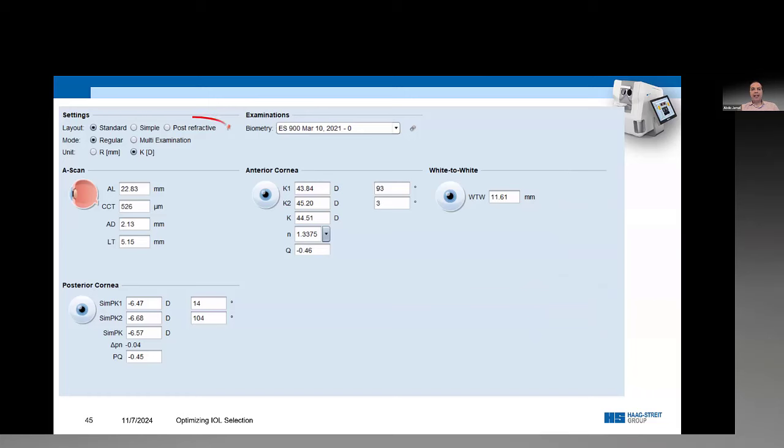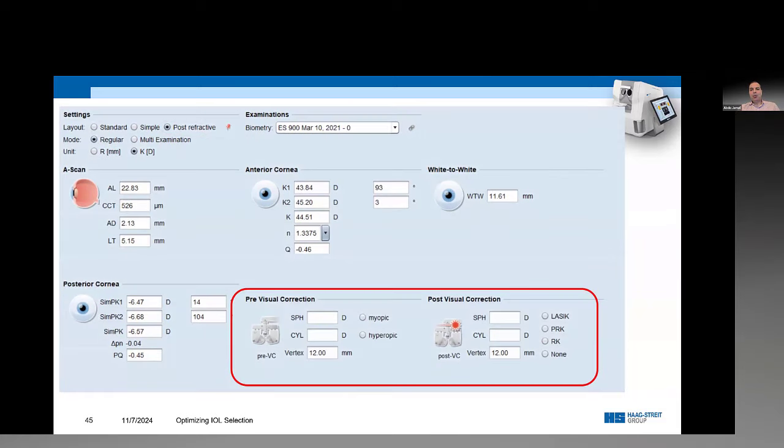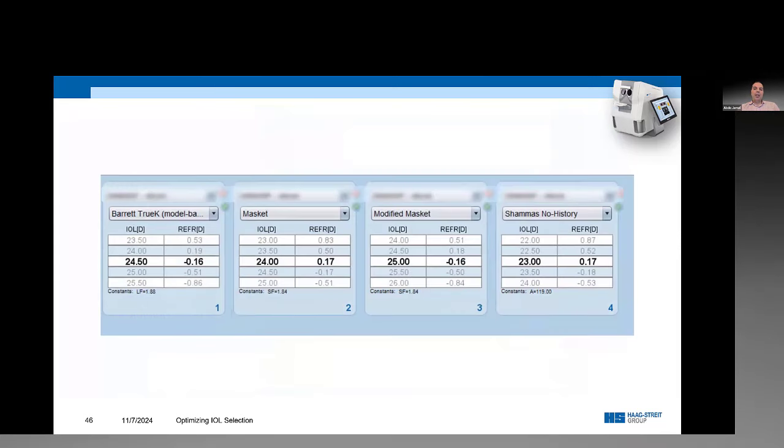For post-refractive, more data need to be added. At least we need to know the pre-operative eye condition, myopic or hyperopic, and what refractive procedure was done, and it's always better if we have the complete history data. Then Eyestar is equipped with the latest post-refractive formulae suite as a standard.